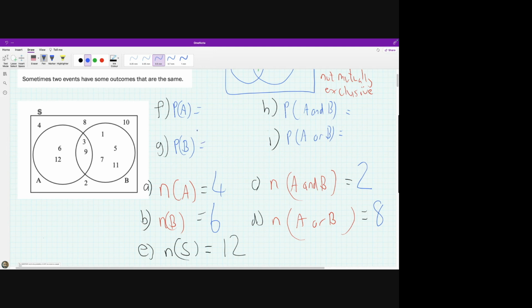I'll give you a hand for the first one. How many items in total are there in the whole sample space? There are 12. How many are there in A? There is 4. And so the answer for this probability of getting A in the sample space is 4 out of 12. Get me the next 3.